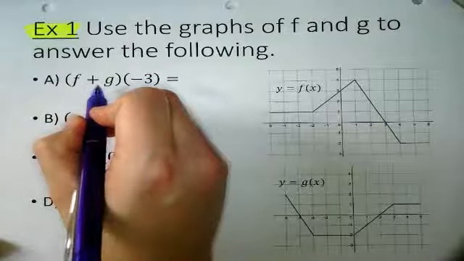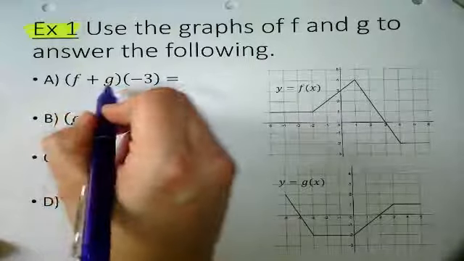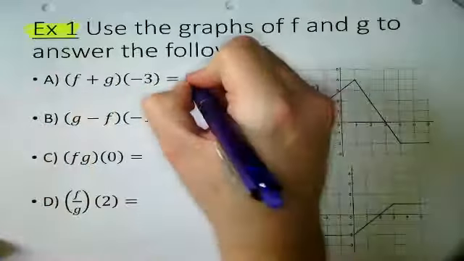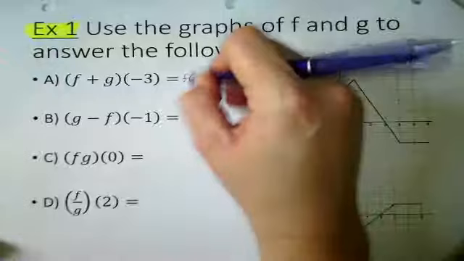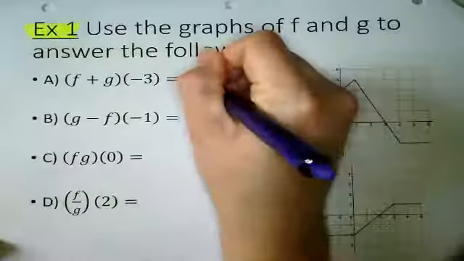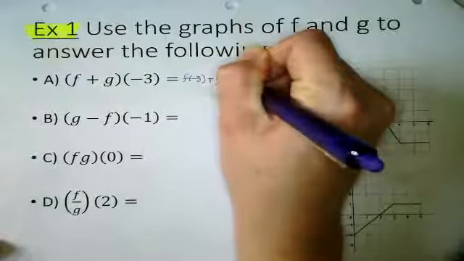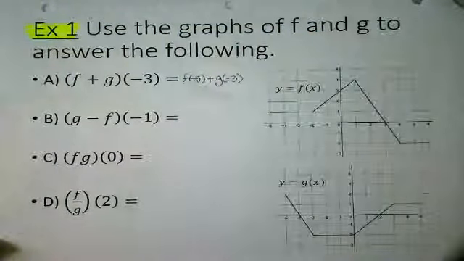It's not multiply by negative 3. It's not negative 3f minus 3g. It's not that. It's f evaluated at negative 3 plus g evaluated at -3. And this is function notation.